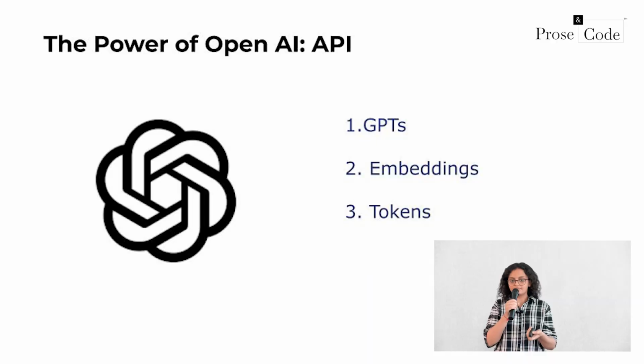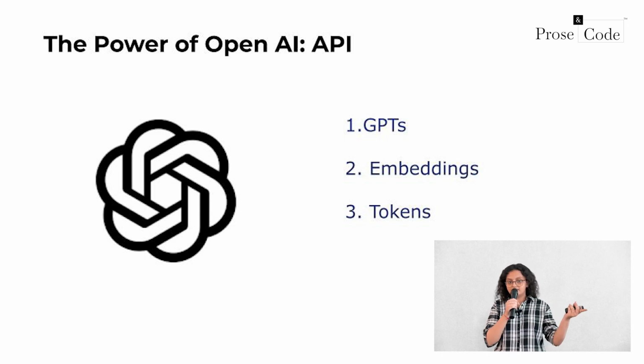So one of the things that OpenAI provides are their APIs. And these APIs consist of three things, mainly GPT, embedding, and tokens. So what is a GPT? GPT is generative pre-trained transformers. Now, generative means it generates human-like text. Pre-trained is basically it's trained through large data sets to provide accurate results. And transformers is basically a language or an algorithm that it works on.